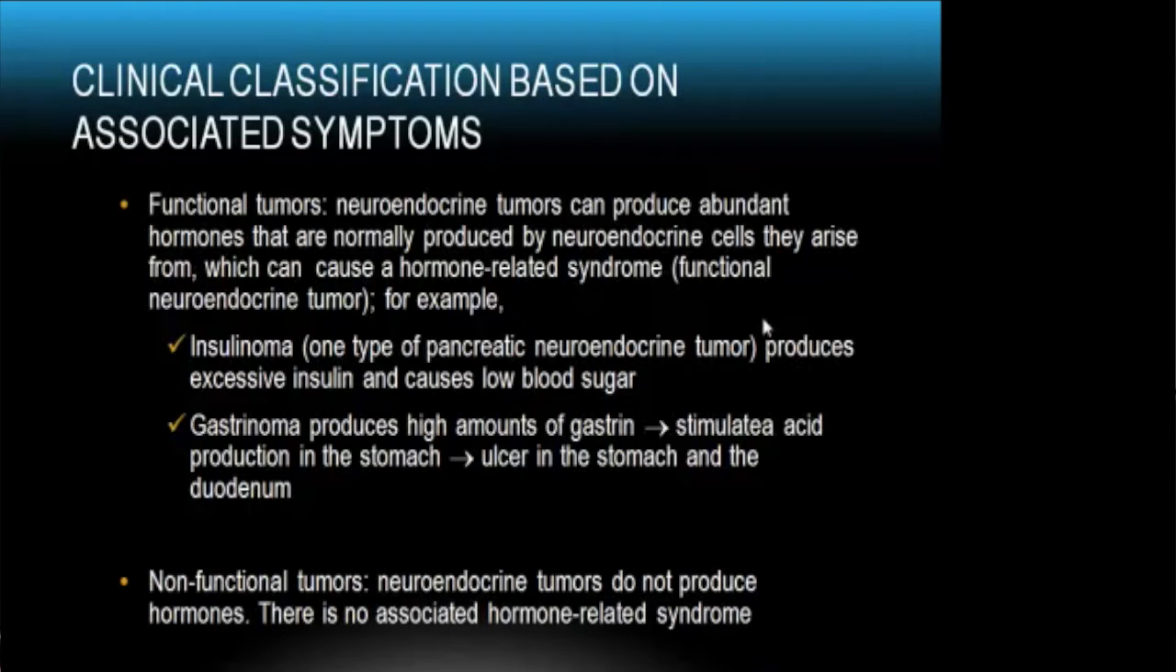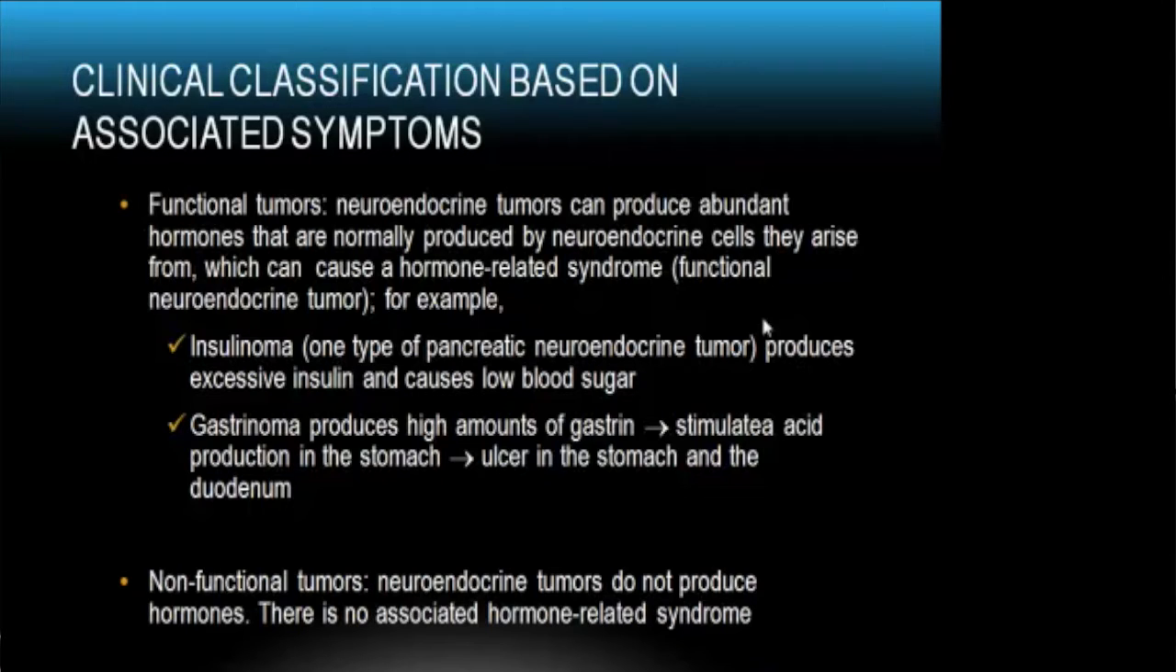So clinically, neuroendocrine tumors can be classified into two groups based on whether they have associated symptoms. One is the functional tumors, and the other is non-functional tumors. A functional tumor can produce abundant amounts of hormones that are normally produced by the neuroendocrine cells they arise from. Because overproduction of the hormones can cause hormone-related syndromes, we call them functional neuroendocrine tumors. I think Dr. Warner already mentioned a few functional neuroendocrine tumors. I also give two examples here.